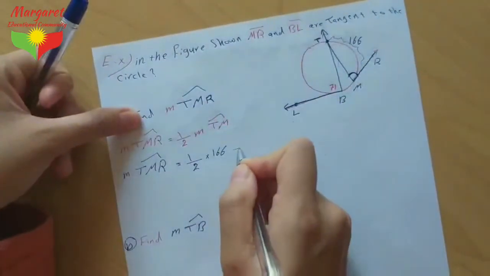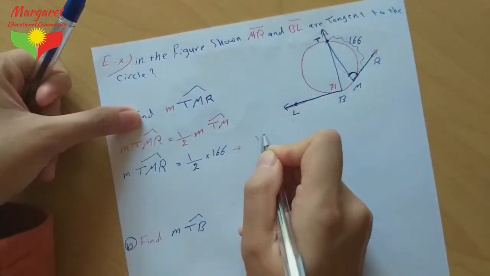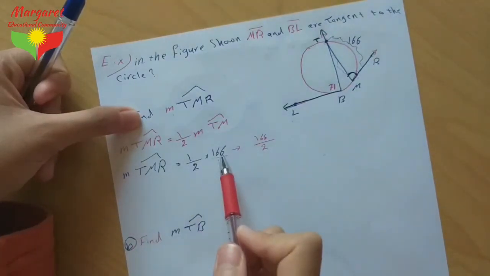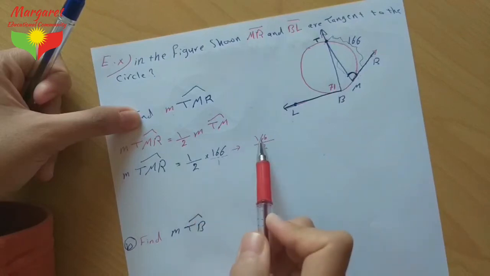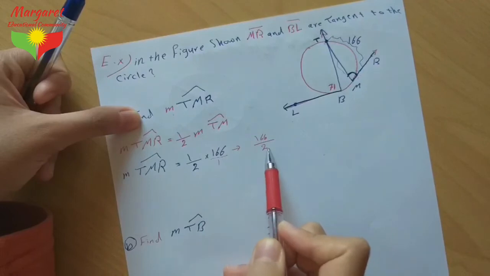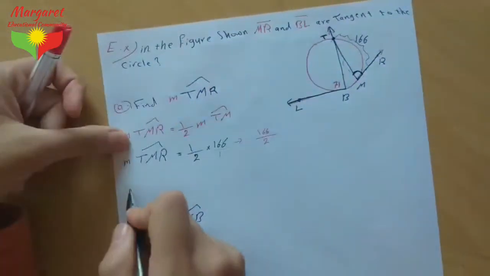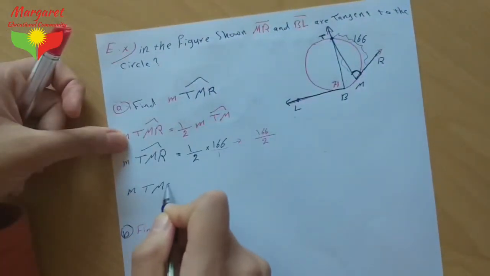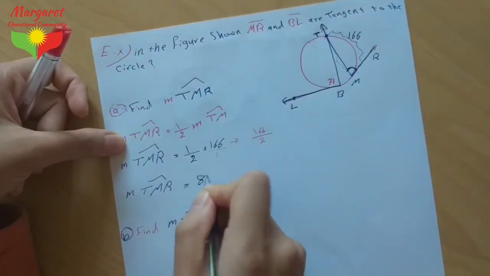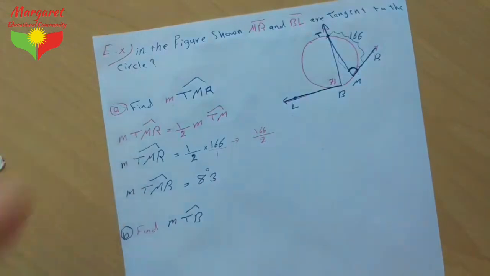From here, 166 divided by 2, because the denominator is number 1. 166 multiplied by 1 is equal to 166. 2 times 1, so 166 divided by 2. So the measure of TMR is equal to 83 degrees.